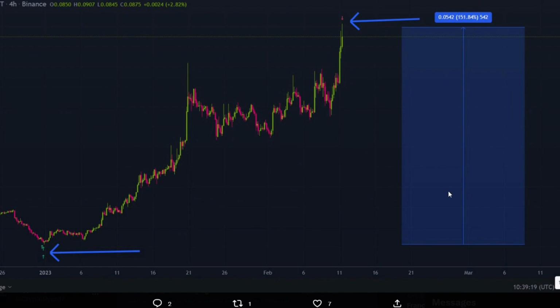Panic ensues. People who've been buying the highs are down quite a lot. They're not buying the lows. Nobody wants to buy as the big red candles come in. And it'll be the same again. Nobody will want to buy. You can see now people saying HBAR's dead. It's a dead project. Nothing's going to happen.